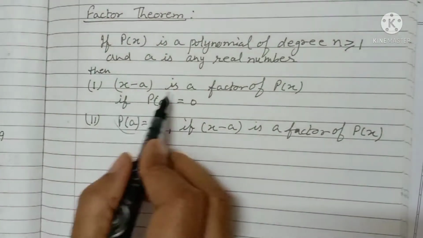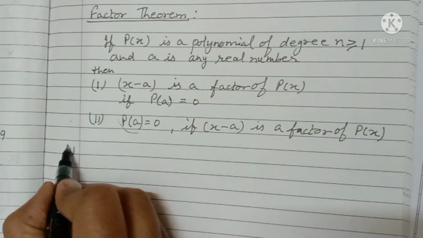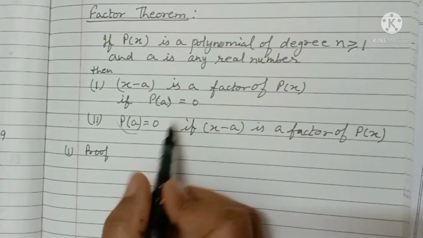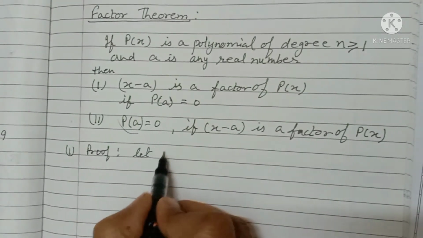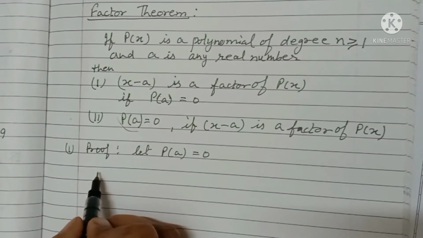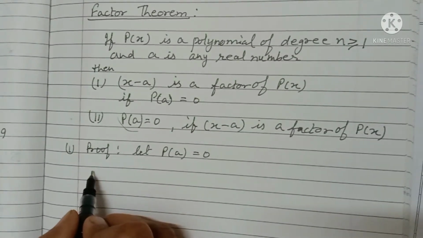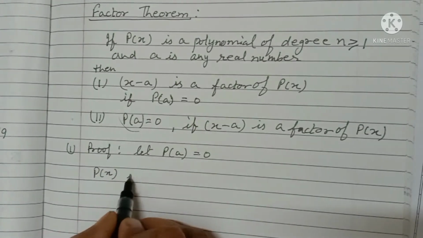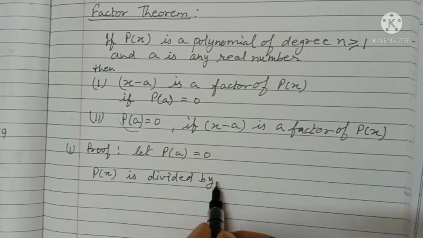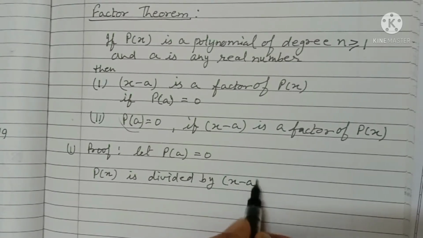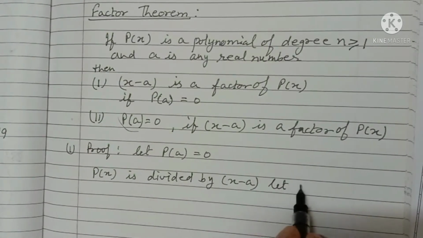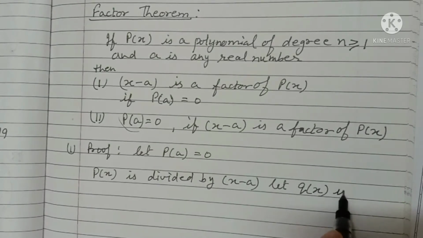Now the proof of the first part. Here p(a) is equal to 0, so let p(a) be equal to 0, and suppose the polynomial p(x) is divided by the linear polynomial x minus a. If p(x) is divided by x minus a, let q(x) be the quotient.